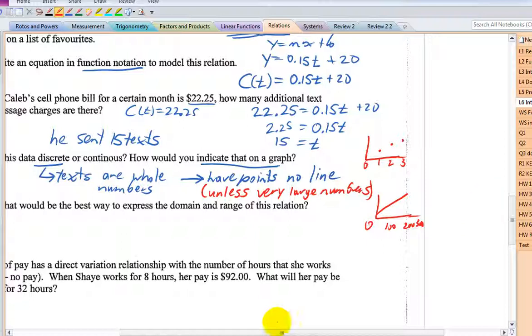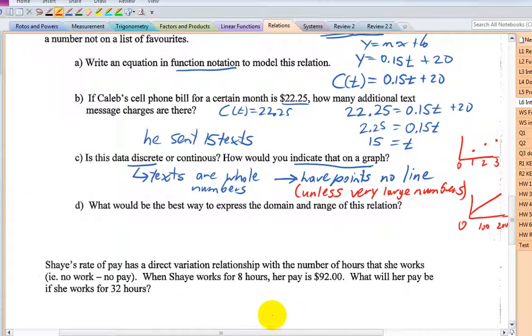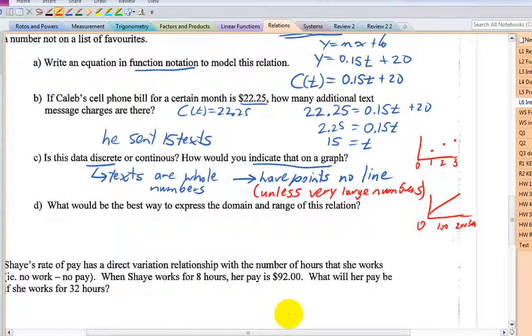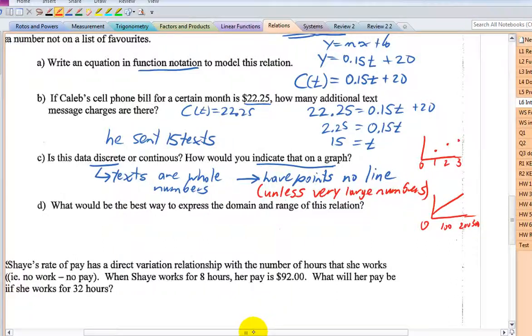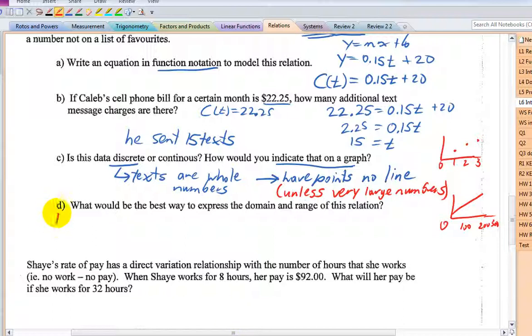Okay, so what would be the best way to express the domain and range of this relation? This is a little bit weird. We haven't done this. It's a little bit more than what we need to do for the quiz. But your domain is your text messages. So it would be 0, 1, 2, 3 dot dot dot. So as an inequality, we could write it as, because the dot dot dot, what does that mean? Yeah, the pattern continues.